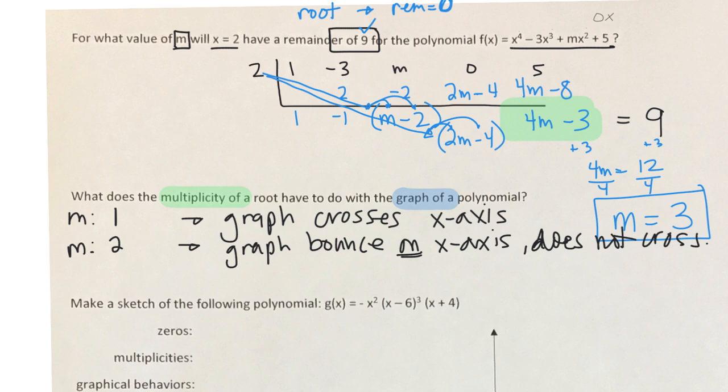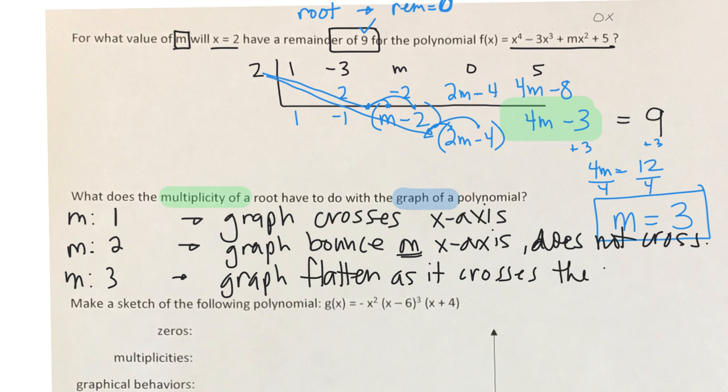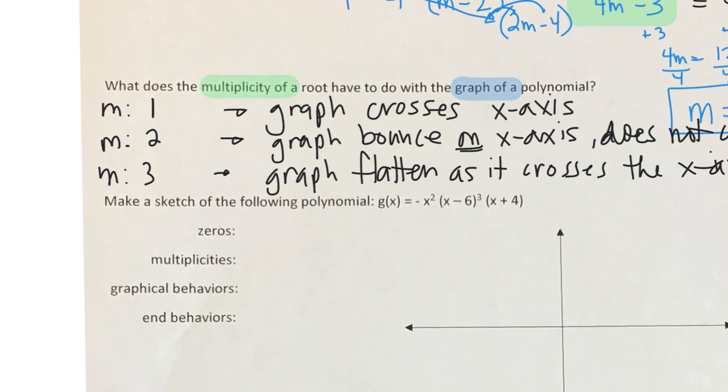And then if I have a multiplicity of 3, right, I have a 3 as the power, then the graph will cross, but the graph will flatten, right? It will not be very vertical, it will be very flat as it crosses the x-axis. So if we have an odd multiplicity, the graph crosses the x-axis. And if we have an even multiplicity, the graph bounces on the x-axis. And we use that information of multiplicity in graphing when we do a sketch.